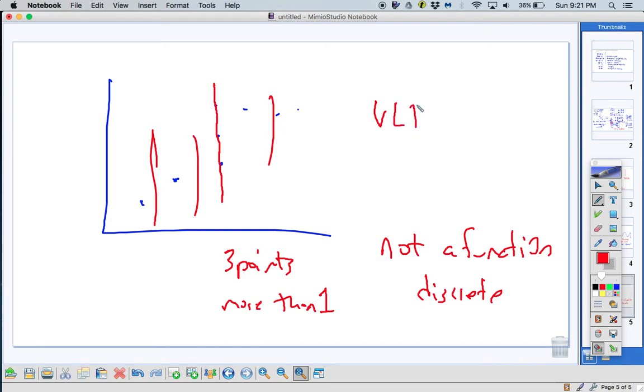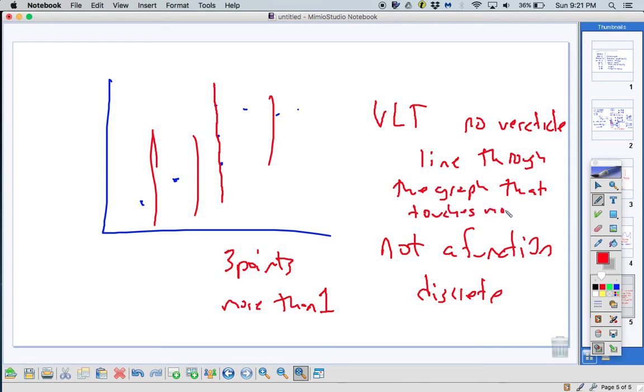So remember, vertical line test means that you can draw no vertical line through the graph that touches more than once. Okay, you can draw no vertical line. I don't think vertical is spelled right. It's not spelled right. There we go. You can draw no vertical line through the graph that touches more than once. So if it's touching more than once, it fails the vertical line test. It is not a function. If it touches either 0 times or just 1 time, it is a function.